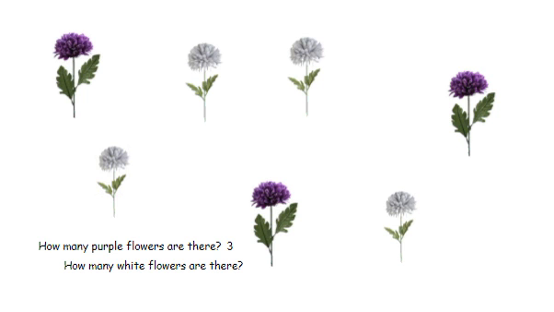How many white flowers are there? 1, 2, 3, 4. How many flowers are there all together? Count all the flowers you can see. Maybe you could touch them one at a time to make sure you're not counting any twice. 1, 2, 3, 4, 5, 6, 7. There are 7 flowers all together.